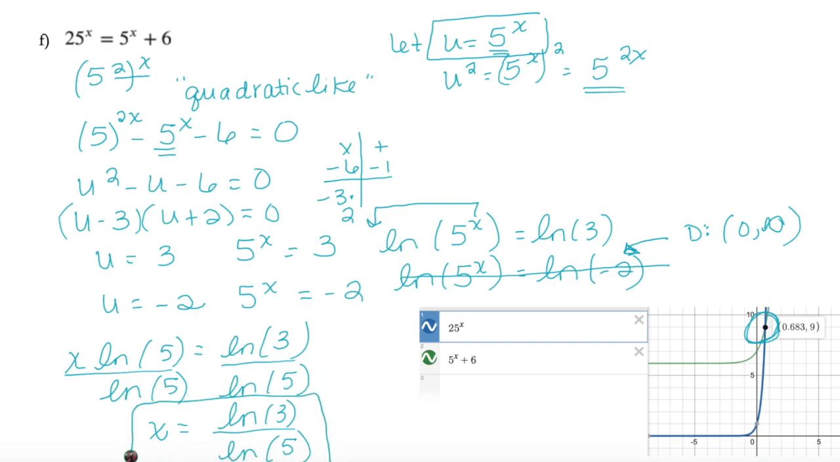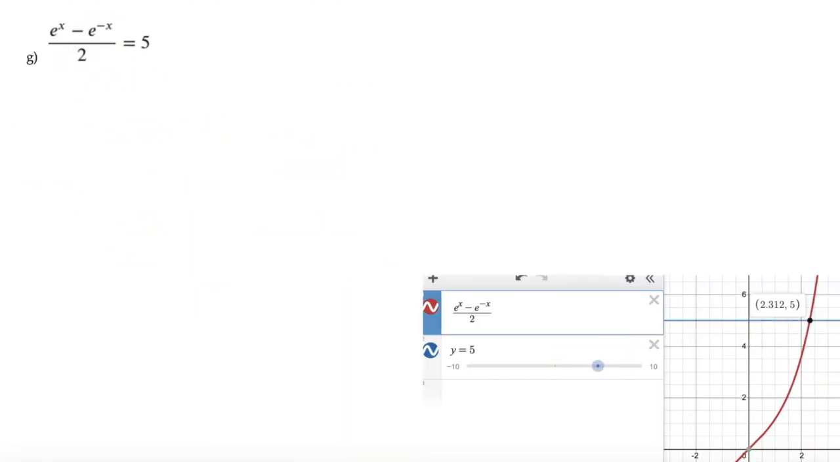All right, let's look at number 7. Another one that we're going to utilize that's quadratic-like, so you can see another example of how this happens. We need to isolate our exponents. So to do that, I'll need to multiply both sides by 2 to eliminate the denominator. So e to the power of x minus e to the power of negative x equals 10.